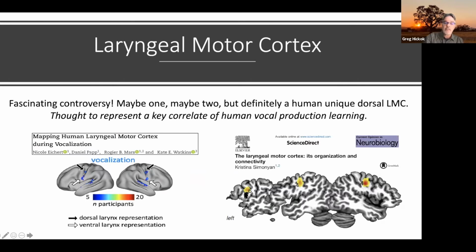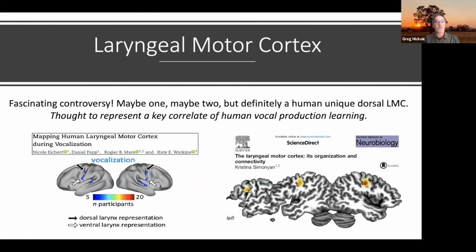And interestingly, this ventral one is what's shared with non-human primates. The dorsal one appears to be uniquely human, and most people agree on that fact. And that is thought to represent a key correlate of human vocal production learning, which is a big deal in the evolution of speech. We have the ability to learn complex vocal patterns, and that's shared with no other non-human primate that we know of.